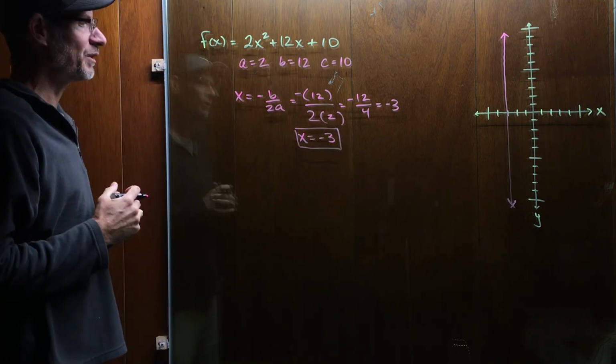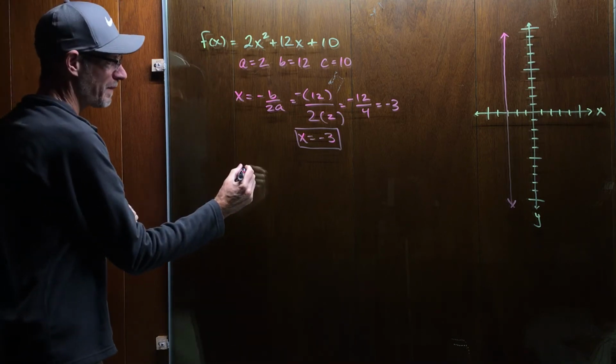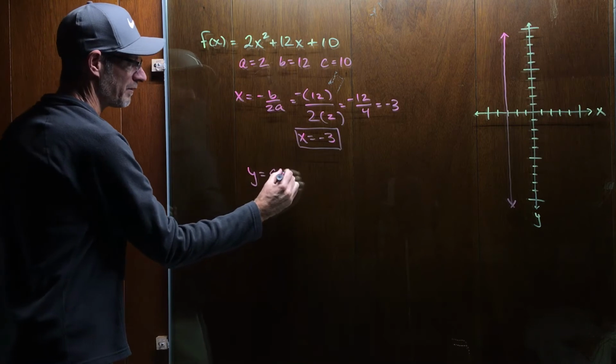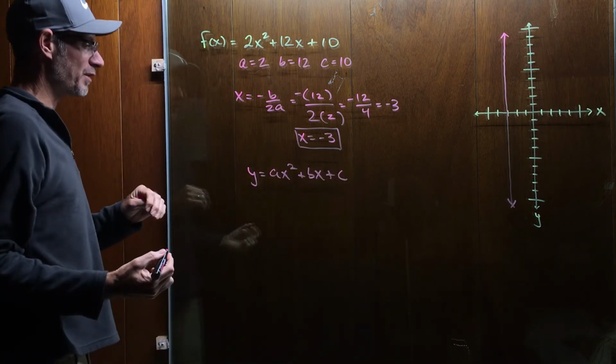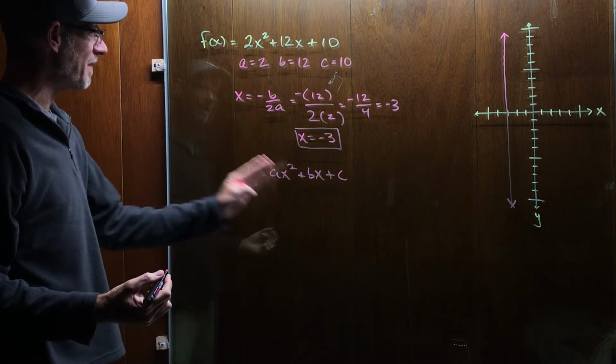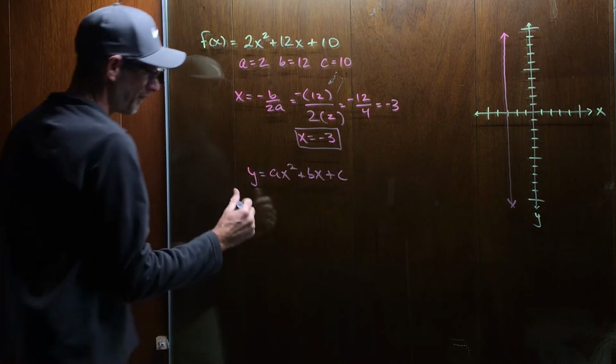The next thing I'm going to do is find the y-coordinate of my vertex. And to find the y-coordinate of my vertex, I need to use this formula right here. And I'm going to replace my a with my a, my b with my b, my c with my c, and my x's with -3.